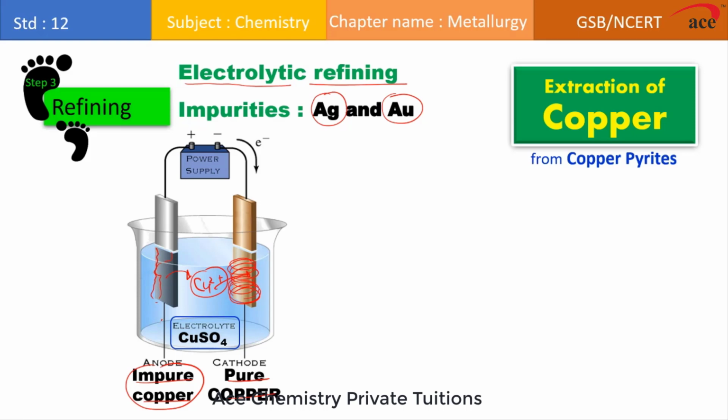At the end, you will find the impurities, and these impurities may consist of silver and gold, so they are not thrown away. This entire set of impurities is collected at the base of the anode, and it is referred to as anode mud. These impurities are referred to as anode mud.